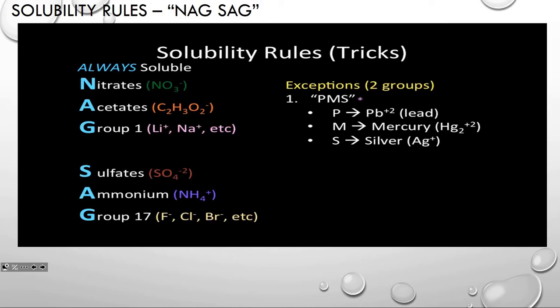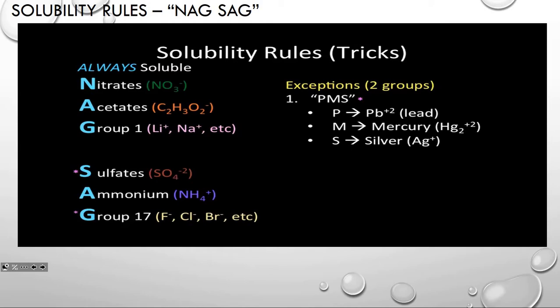Before I go on to the second exception, I'm just going to make things easier for you and put a nice magenta asterisk next to PMS, and then put a magenta asterisk next to the sulfates and group 17 nonmetals, because PMS is never soluble with the sulfates or the group 17 nonmetals.